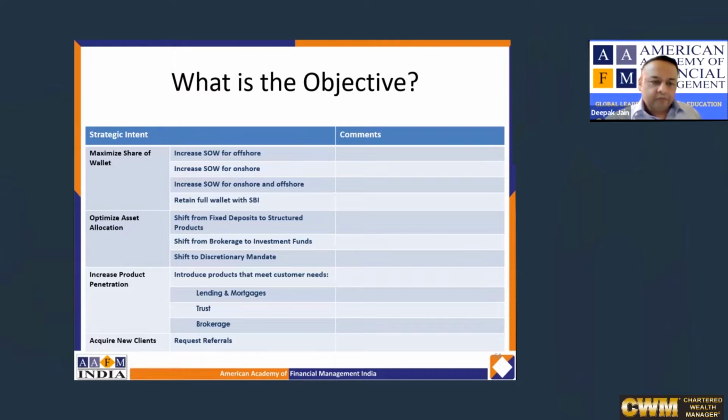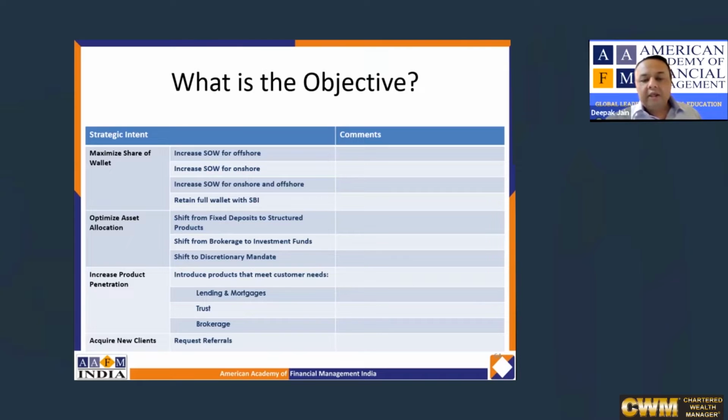First is maximize share of wallet. So you want to maximize the percentage of wealth of a particular client which you are managing. Second would be you want to optimize the asset allocation. You want to change the product portfolio, the way or the manner you are managing a particular portfolio. So that could be one objective.